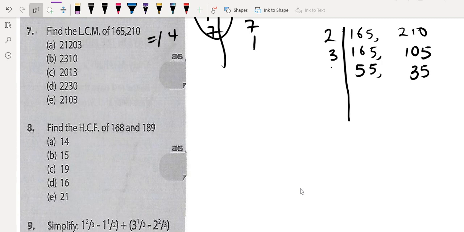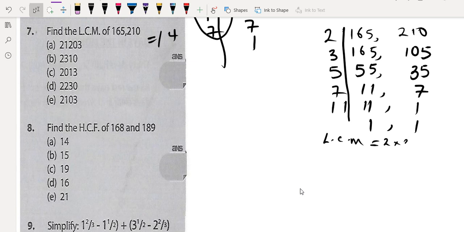Can 5 divide any? Yes. 5 into 55, 11. 5 into 70, 14. 5 can divide with 5 again, so we'll use 7. Can 7 go? Yes. 7 into 11 cannot. 11 can go. 11 into 11, 1. So LCM becomes 2 times 3 times 5 times 7 times 11. LCM becomes the product of 2, 3, 5, 7, 11.